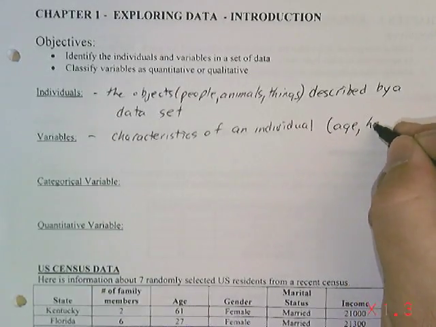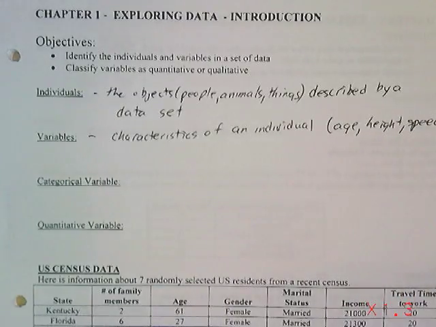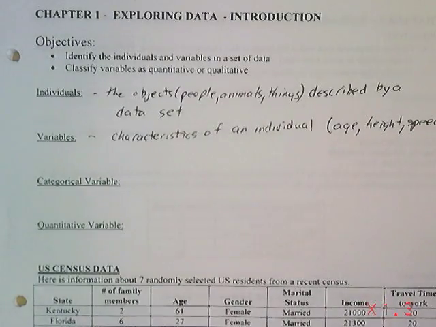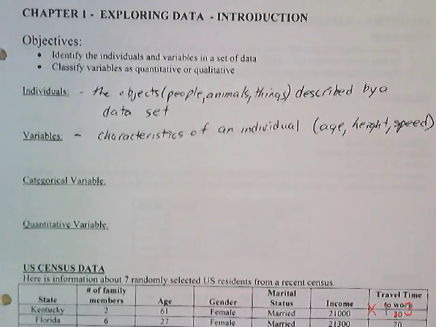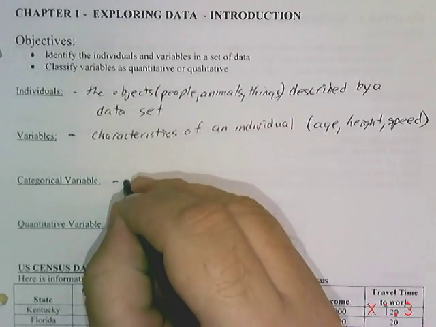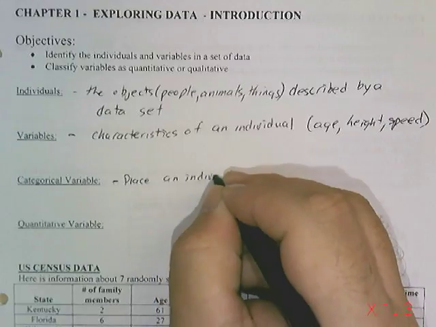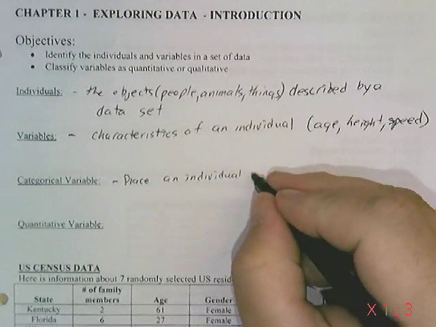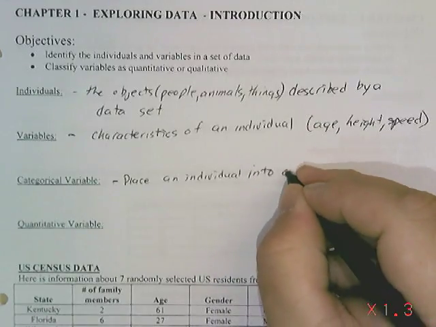Okay. Categorical variables, they place an individual into one of several groups or categories. Race is the easiest one that people generally understand. If you're going to label people by race, it's a category. You're African American or Asian American. Those are categories, groups. Okay.